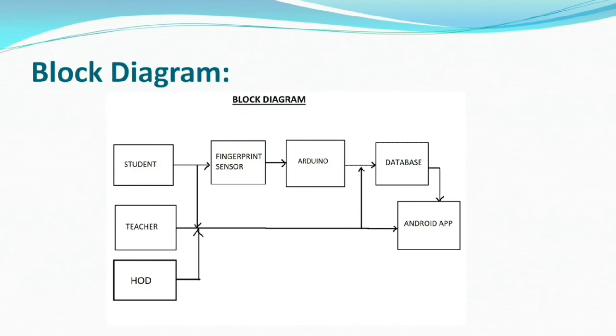This is the block diagram of the project. As I mentioned before, there will be three types of authenticated users. Students can give their attendance directly using the fingerprint sensor and this data will be sent to the database with the help of Arduino and Wi-Fi module. And all the users can access, manipulate and send this information using the Android application.